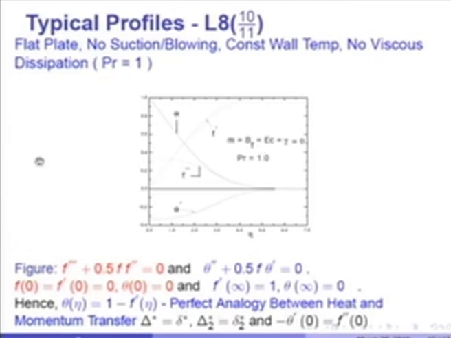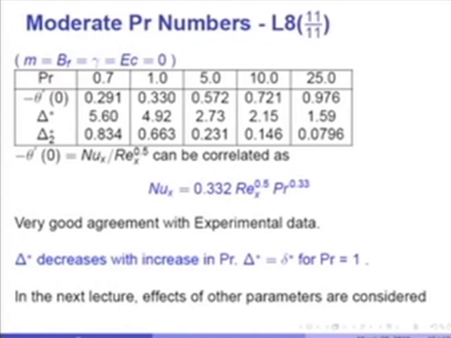This reference case is of great value to us, because we can now go on comparing the effects of M, BF, gamma and EC and Prandtl number on solutions. So, here are the solutions generated by a Runge-Kutta computer program, and what I have now done is allowed for the variation of Prandtl number by keeping M, BF, gamma, EC all equal to 0. So, we have the case of flow over a flat plate at constant wall temperature, no suction and blowing, and viscous dissipation is ignored.